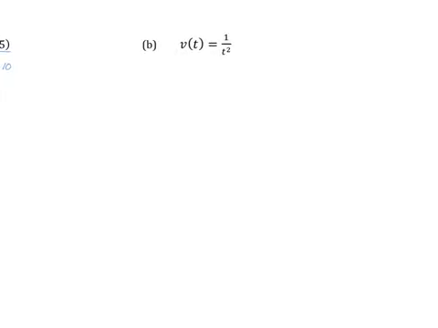So the derivative with respect to t of 1 over t squared, again, that doesn't fit any of the rules. I have to write this as t to the negative 2. And then I can use the power rule to find the derivative of v with respect to t, which is going to be negative 2 times t to the negative 3. And if we need to write this with positive exponents, this would be negative 2 over t to the third.